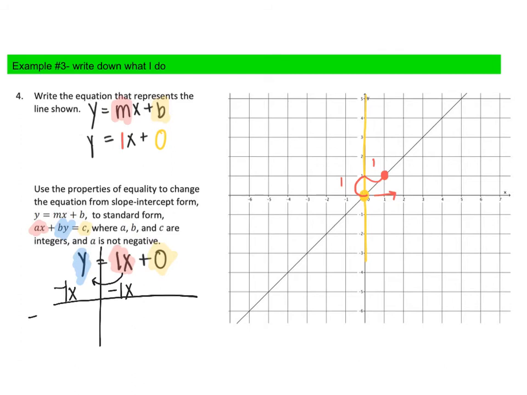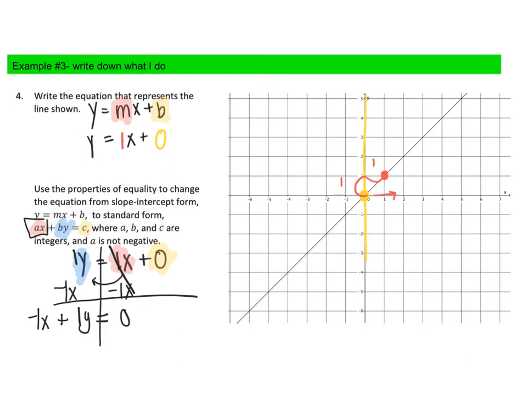Now I have my x at the front because that's how it says in my equation. I want my ax's first, plus, well, how many y's do I have? Well, I just have one y. Remember, there's an invisible coefficient of 1 there. Equals, on this side this canceled, and I'm just left with a 0.